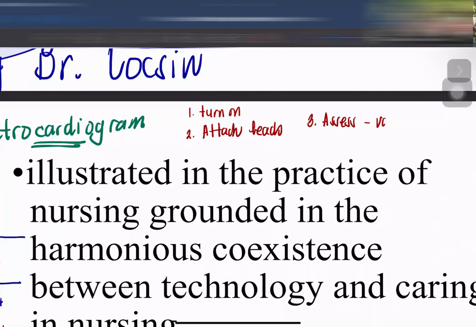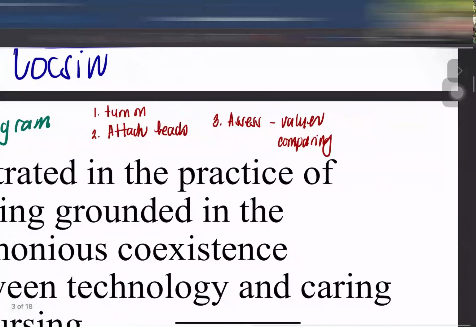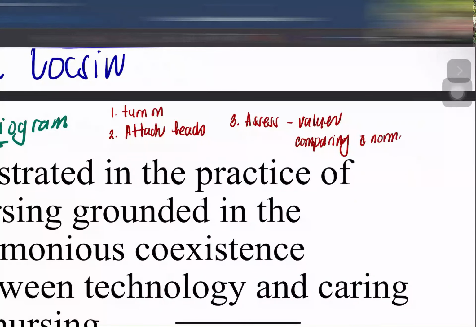And that would include looking at the values there, and then comparing the values with normal. Okay? Those are the three basic things that you need to know.